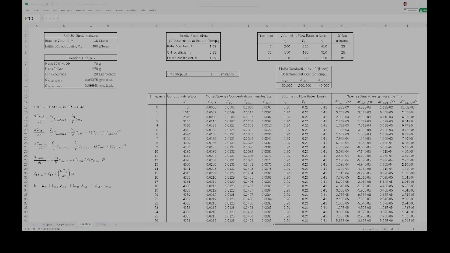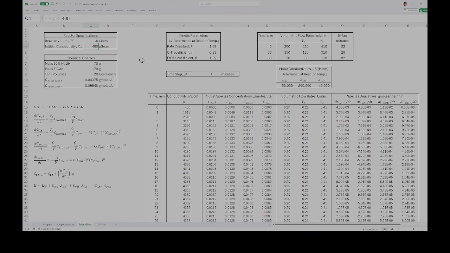Now let's take a look at our calculations. A couple of variables we want to include in the calculations. One is the measured reactor volume that you'll have to measure when you put in the initial water solution. In this case, we'll say it's 1.8 liters. And the conductivity of the water in that vessel is 400 microsiemens per centimeter.